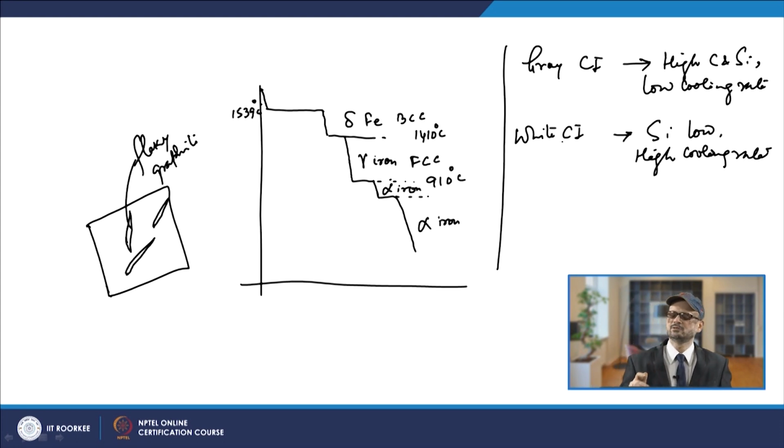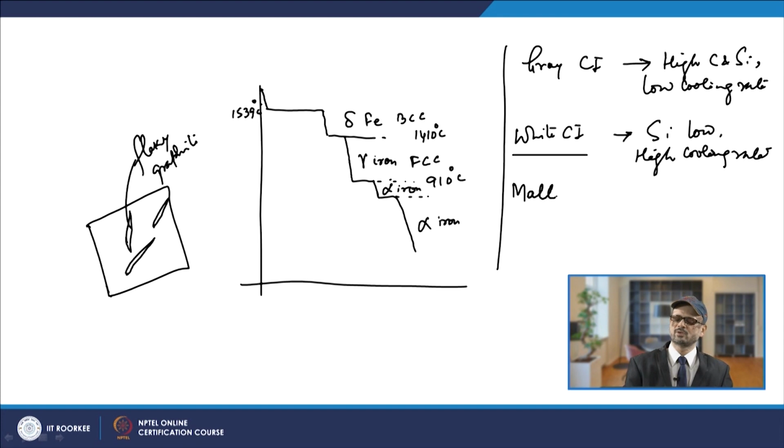Then there are other varieties also. You can further use this white cast iron by putting it through heat treatment, and that gives you malleable iron, because the Fe3C will decompose into free carbon. Then you will have small globules of carbon as graphite. So that carbide will decompose, and that is known as malleable cast iron.